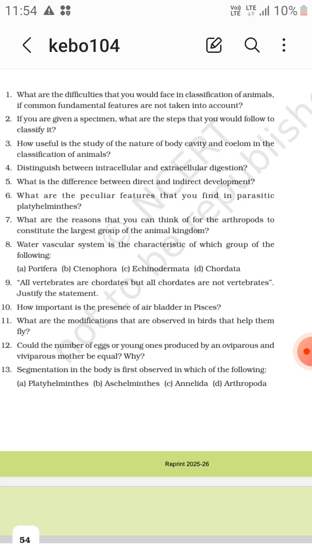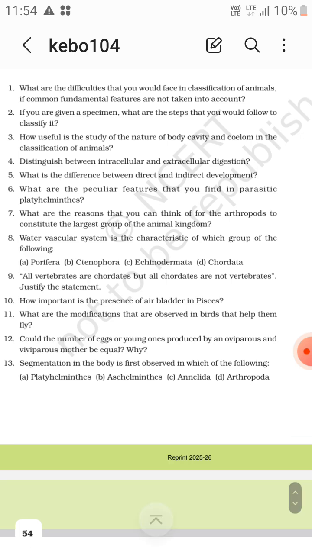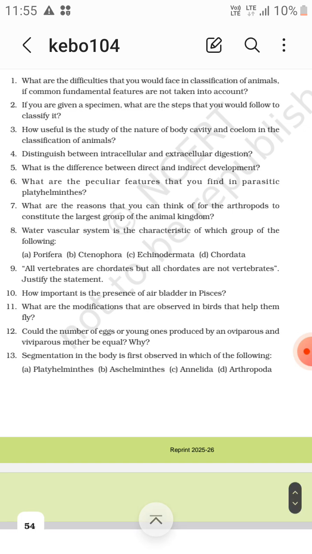Water vascular system is a characteristic of which group of the following? Water vascular system, not canal. If it is a canal system, then poriferans, but if it is a water vascular system, then it goes to the echinodermata, that is spiny body, right? And soft body, these are the mollusks, right?